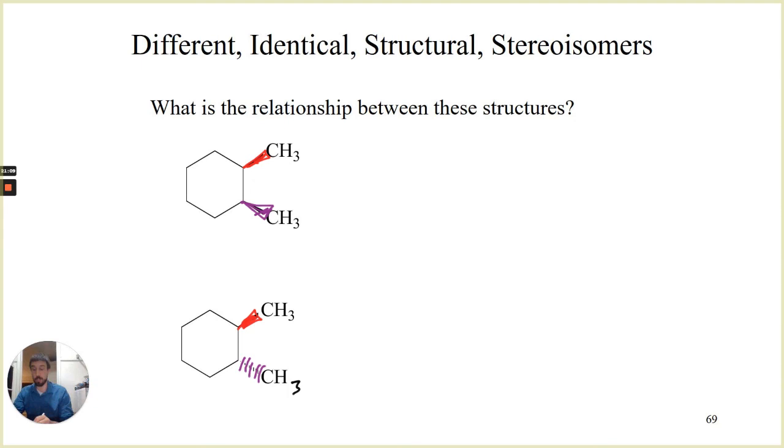Well, to answer that question, let's number 1, 2, 3, 4, 5, 6. And in the bottom case, we're going to number similarly 1, 2, 3, 4, 5, 6. At position 1 in the red one, do I have a methyl? Yes. Do I have a methyl in the green one? Yes. Position 2, do I have a methyl? Yes. And yes. Same atom connectivity. Because they have the same atom connectivity, they are now stereoisomers.